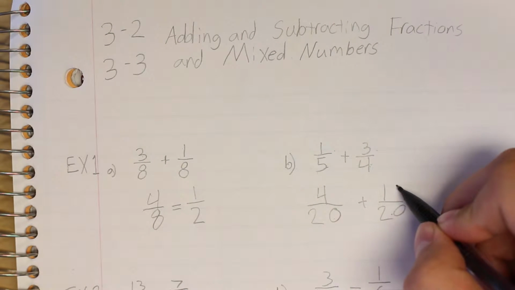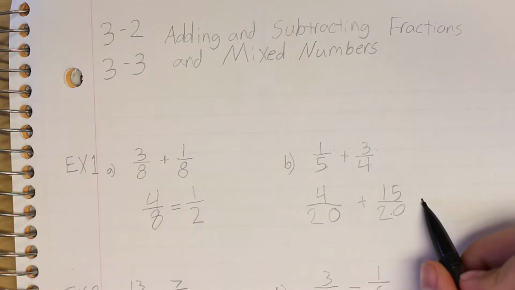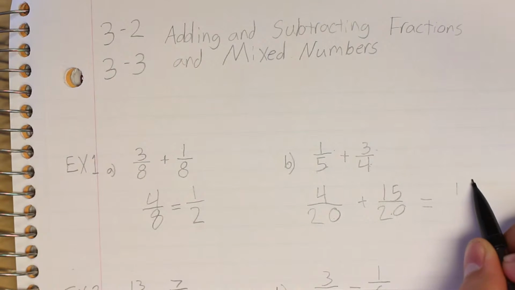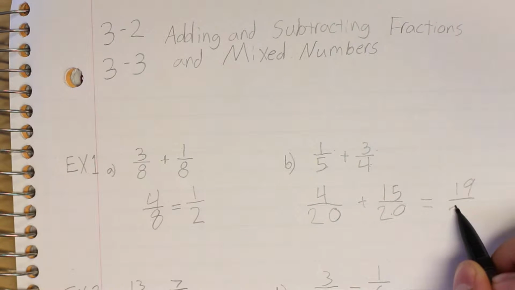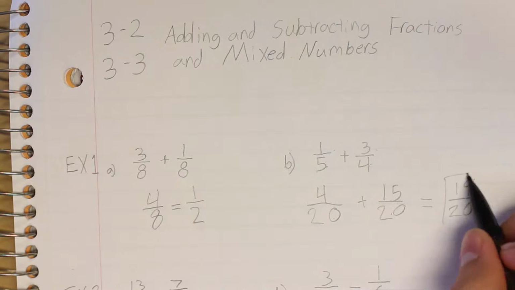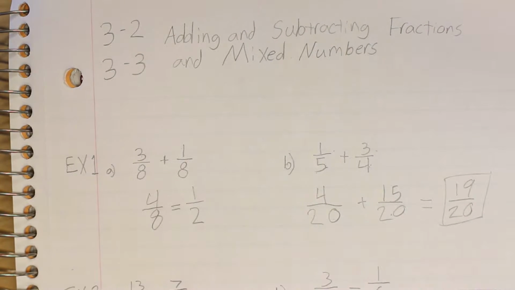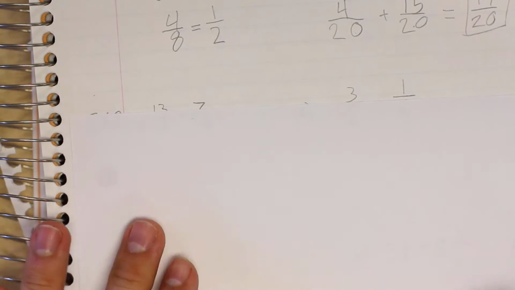You get 15. So when you add these, you end up with 19 over 20 as your final answer. And they have no factors in common, so we can't reduce it any more than that. Okay. Now let's take a look at subtracting.